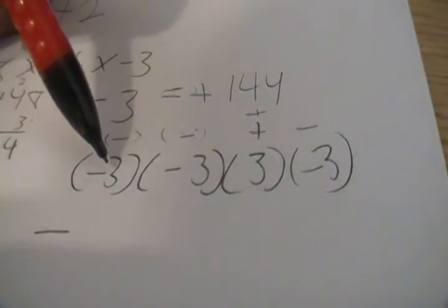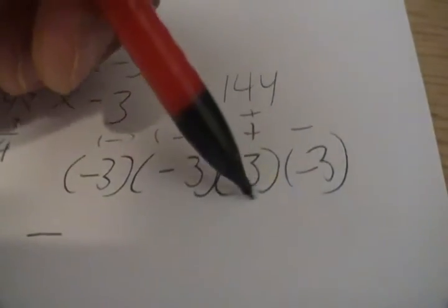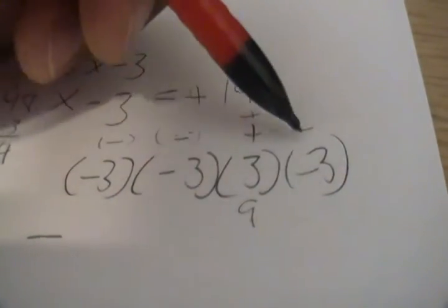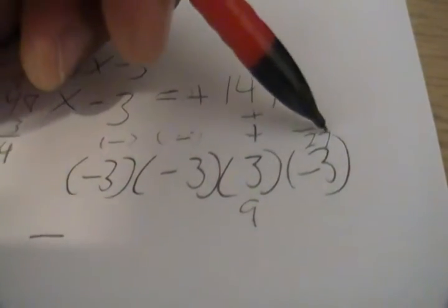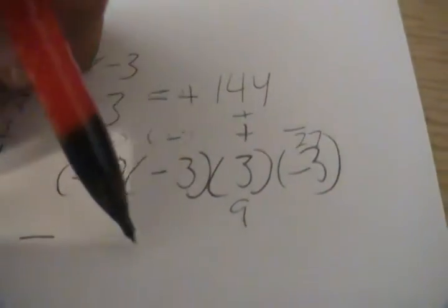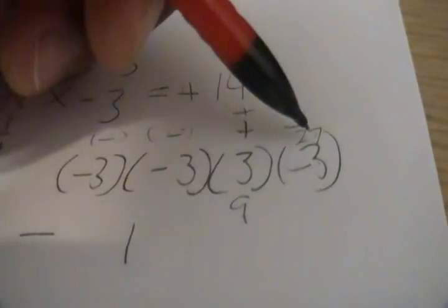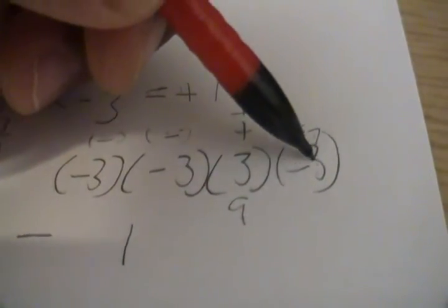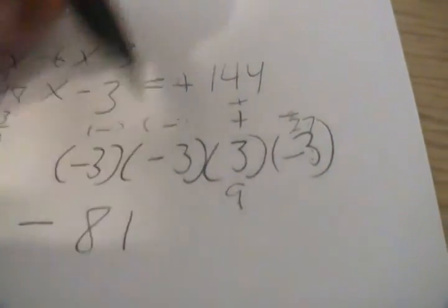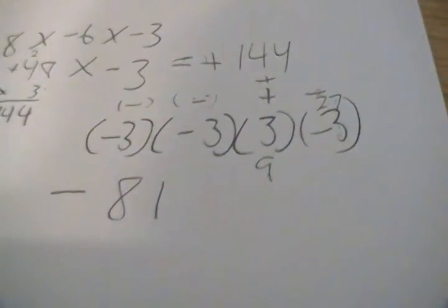Alright, so let's just multiply that. 3 times 3 is 9. 9 times 3 is 27. 27 times 3 is, well, let's do the math. 7 times 3 is 21. Bring the 2 over. 2 times 3 is 6. 6 plus 2 is 8, so the answer is negative 81.